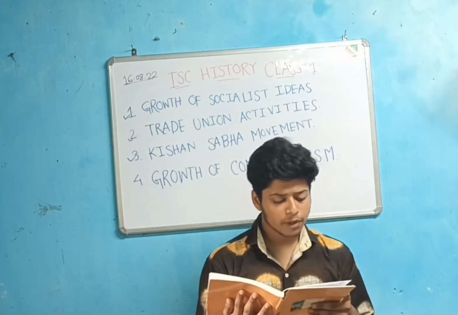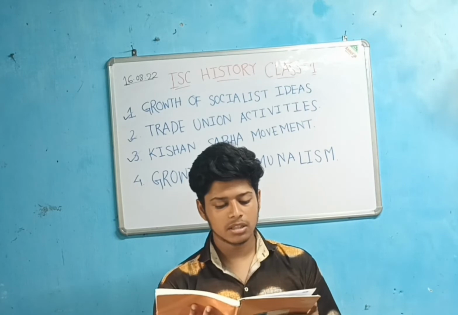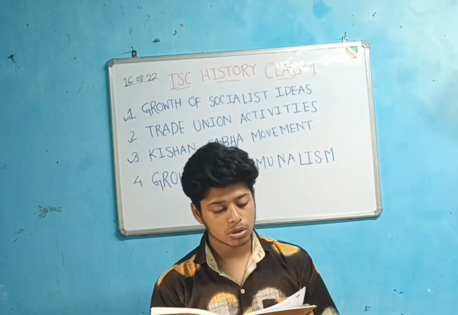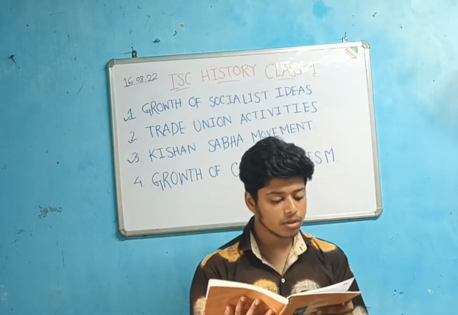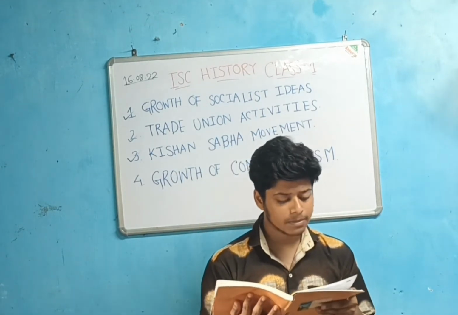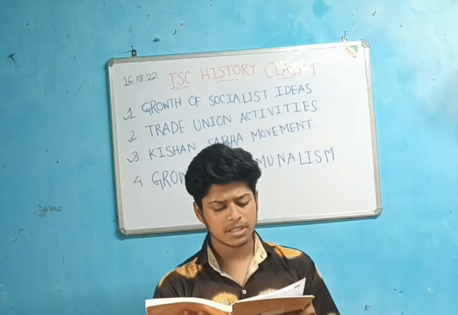So in the first conference of the Kisan Sabha in Lucknow in 1936, what were the objectives of the Kisan Sabha? To free the peasants from all sorts of economic exploitation, abolition of the zamindari system, distribution of land to the landless peasants, cancellation of all debts, and affording irrigational facilities to the peasants for improvement of agriculture.